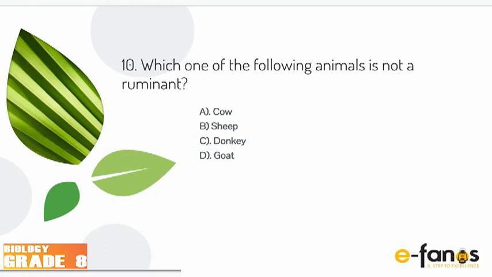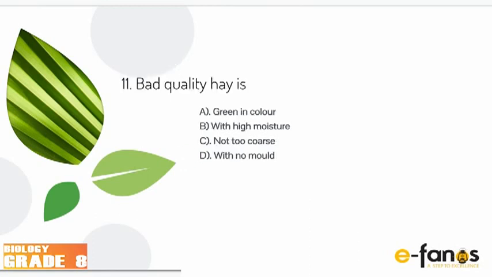And question 10 now. Which of the following animals is not a ruminant? Is it A. Cow, B. Sheep, C. Donkey, or D. Goat? The correct answer is C. Donkey. Question 11. Bad quality hay is A. Green in colour, B. With high moisture, C. Not too coarse, or D. With no mould? And the correct answer is B. With high moisture.